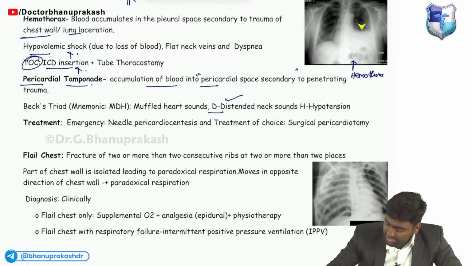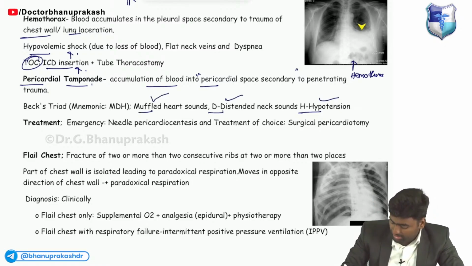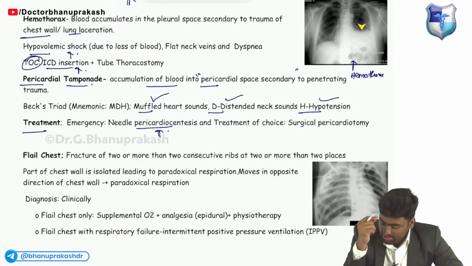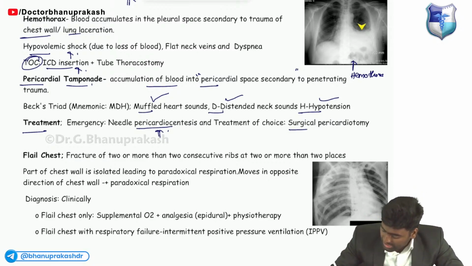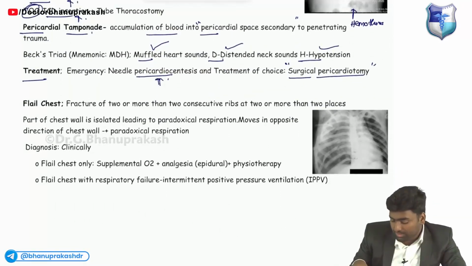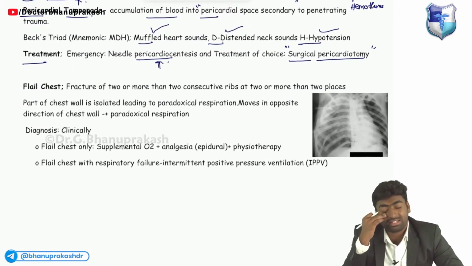There will be distended neck veins, then increased JVP, and hypotension, and there will be muffled heart sounds. And the treatment, what will we do? We'll do pericardiocentesis. We'll put a needle into the pericardium and do pericardiocentesis. The treatment of choice is surgical pericardiotomy. If it doesn't heal, we'll go surgically. Fine. Kussmaul sign we won't see here. We'll see Kussmaul sign in the case of constrictive pericarditis and restrictive cardiomyopathy.